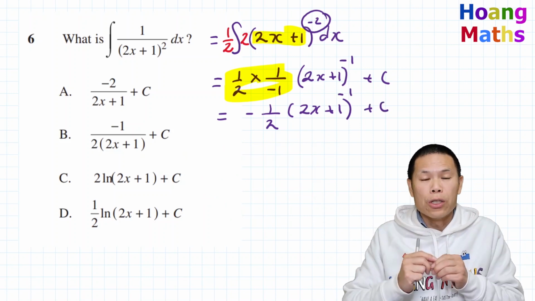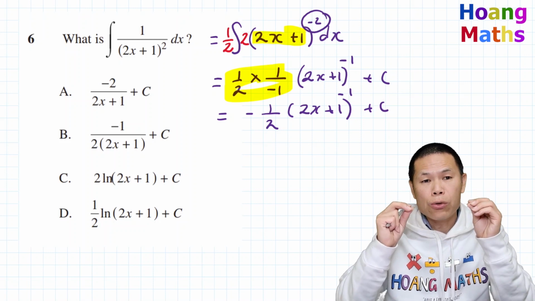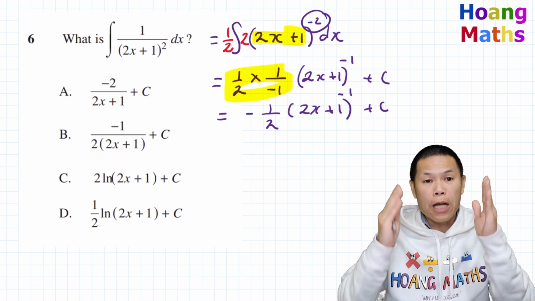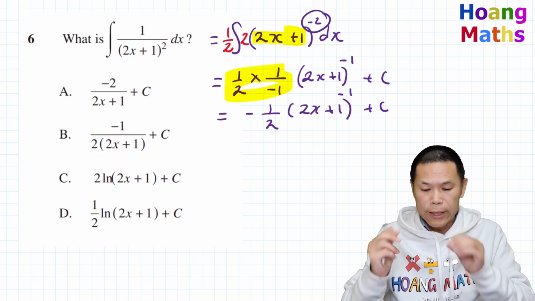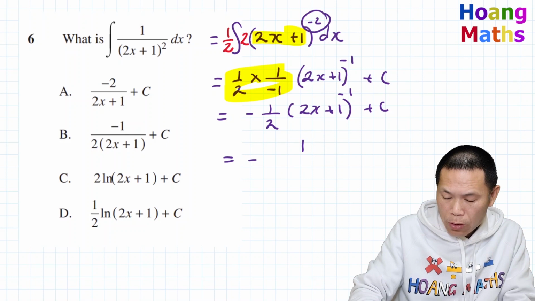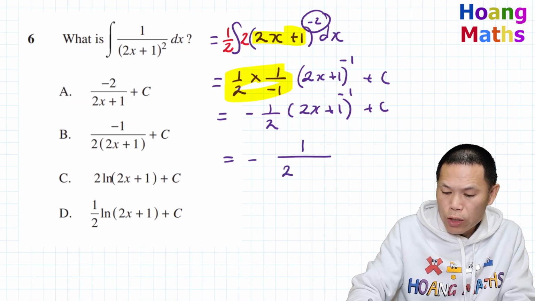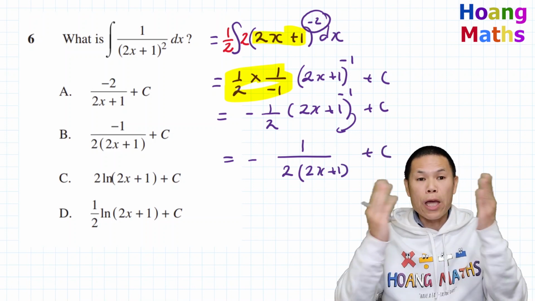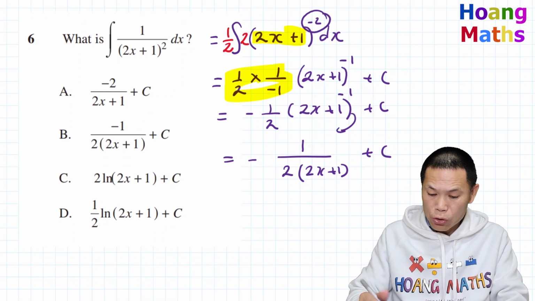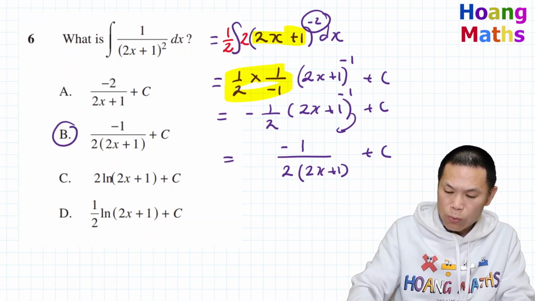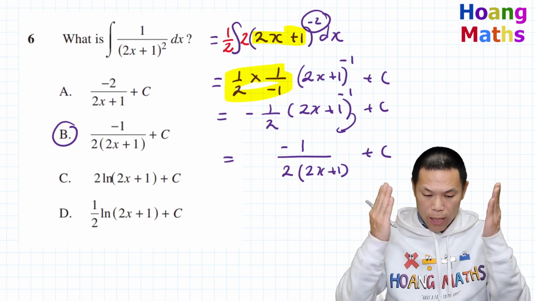What I need to do now is make the 2x plus 1 to the power of negative 1 become a positive index, so I just need to move it down. That becomes negative 1 over 2 times the bracket 2x plus 1, add a c. So let's have a look. That should be B. This one is exactly the same as negative 1 like that, if you like. So the answer is B.